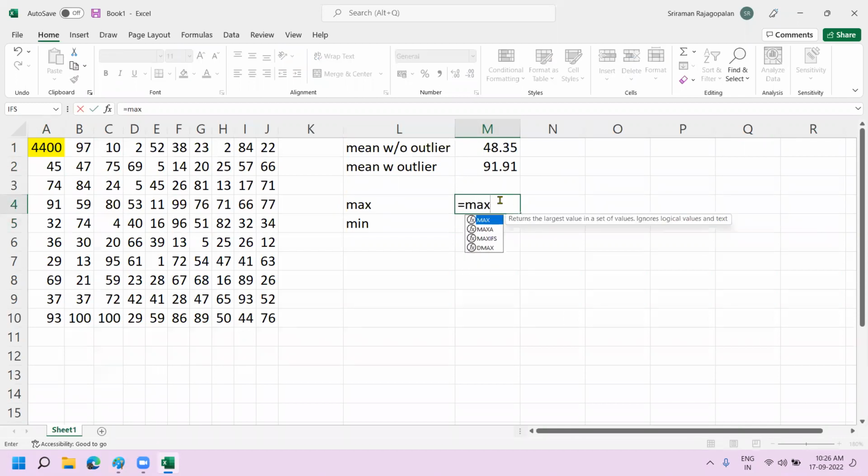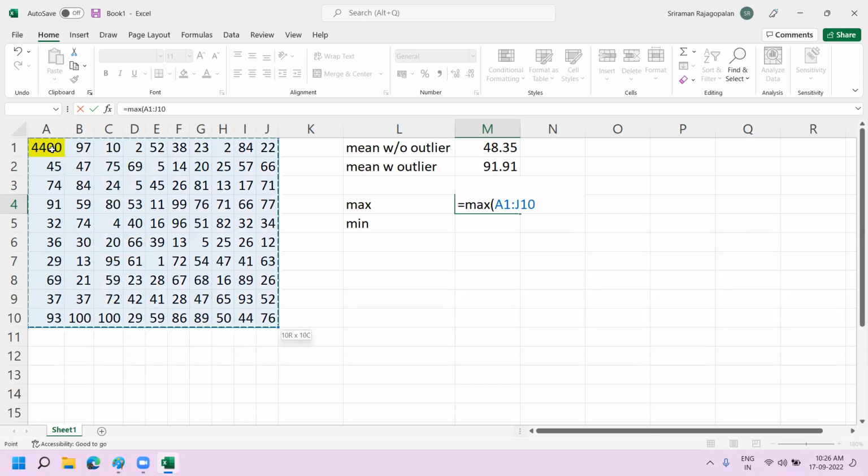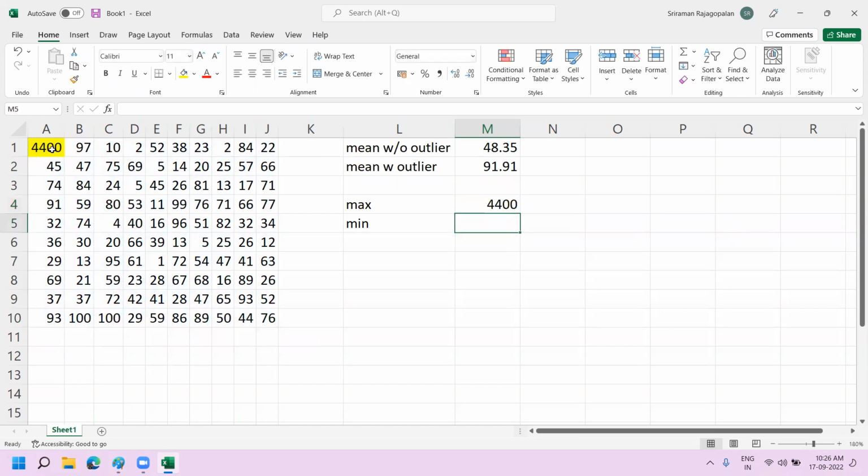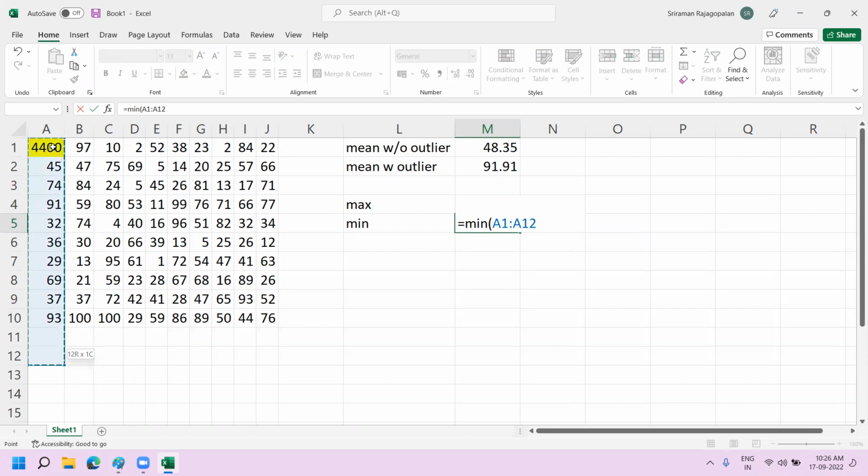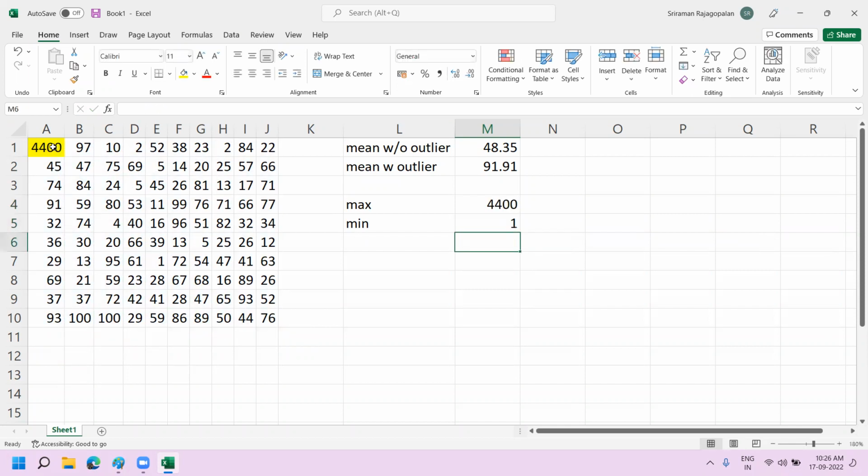So the function is max. So here it is obvious, it is 4400. And the minimum value is min of. So minimum is 1, max is 4400. So now you can see there is an outlier.